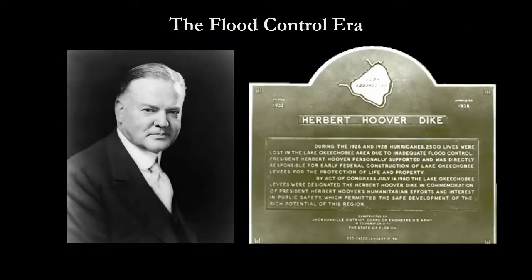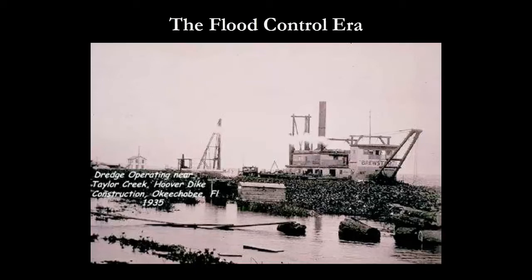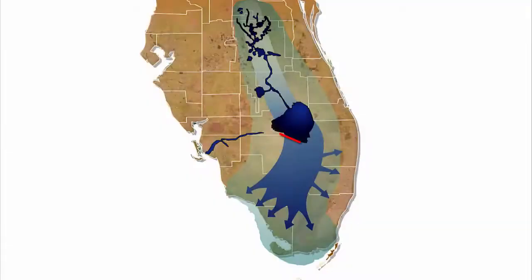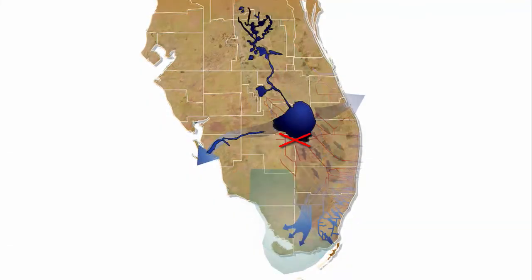In 1930, President Herbert Hoover and the U.S. Congress directed the Army Corps of Engineers to design and build a dike to encircle and contain Lake Okeechobee to protect the adjacent communities. The dike cut off the historic flow south out of the lake to the Everglades, necessitating alternative outlets for water to be discharged.